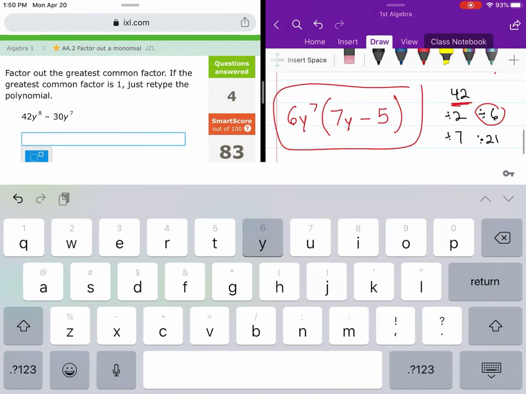So here I have 6y exponent 7, parentheses 7y minus 5.